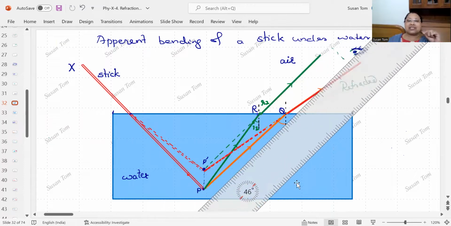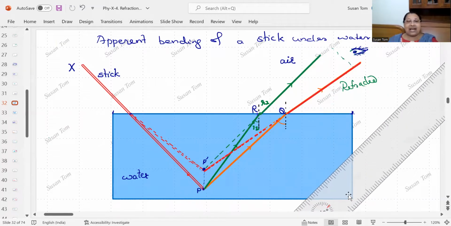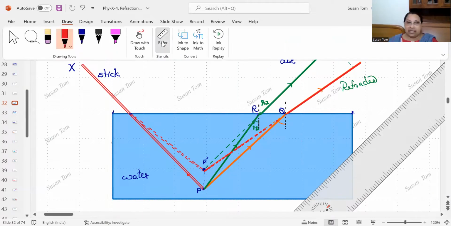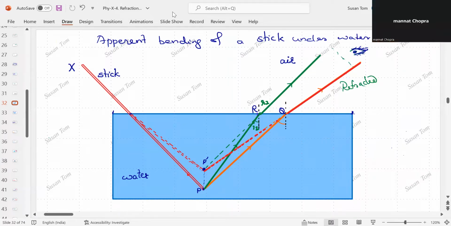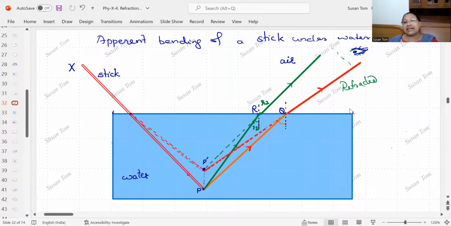So when you are asked to draw such a diagram and the P dash is not vertically above that, you will lose 1 mark. Remember. Secondly, if arrows are not drawn, then also 1 mark will be reduced for the diagram. Is it clear to you, children? Yes, ma'am. So the incident ray, the refracted ray.